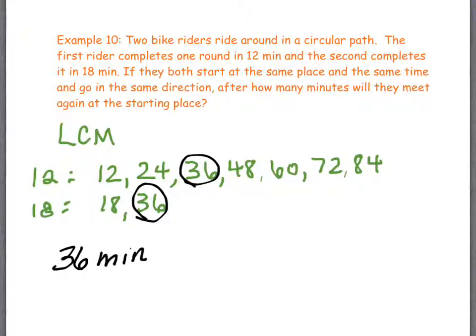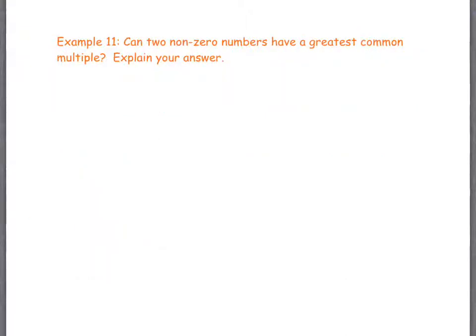What if I wanted to do a follow-up question that said something like, how many laps did each of them make of the circular path? What would you say? One of them made 2 laps and one of them made 3 laps, right? We could answer that question as well using this sort of list method. Any questions on that one? This is an application of least common multiple. And you'll see some applications with greatest common divisor in your homework, in your group work.